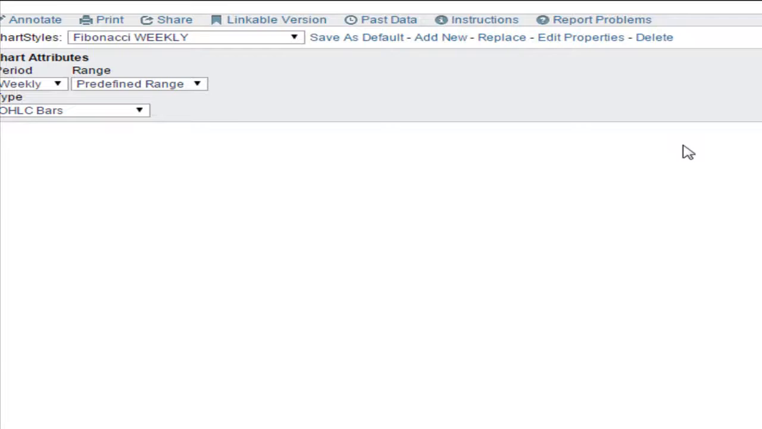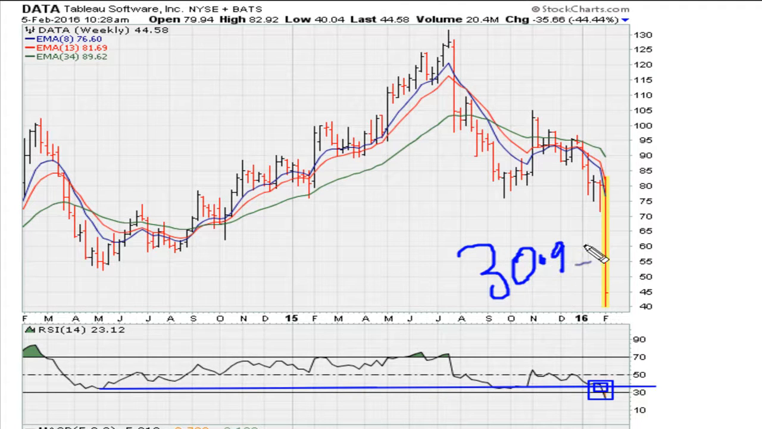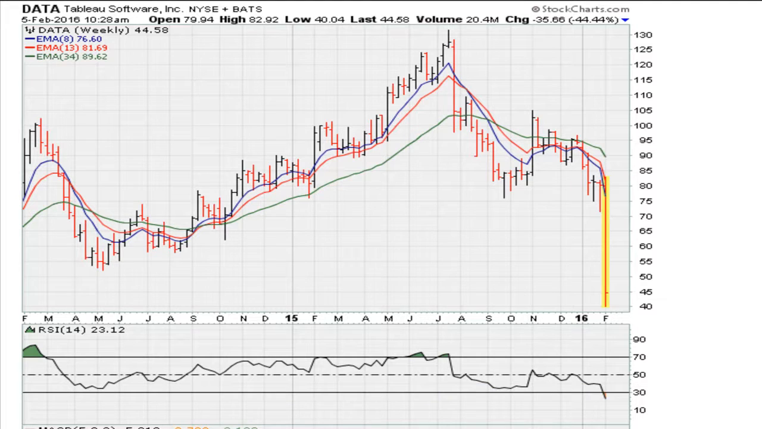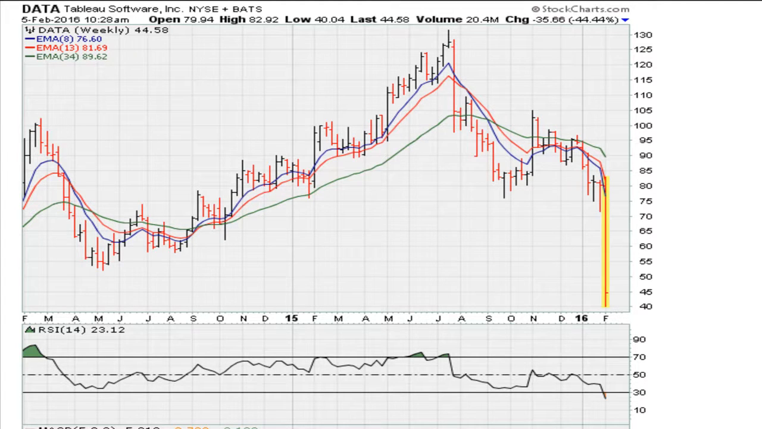If we take a look at the weekly chart for DATA, right now we see it is showing a break over a trend line there. Also, that trend line break happens to be moving the RSI on the weekly below 30.90. As you move below 30.90 on all these time frames, you get a substantial pullback. And even when the stock was trading here in the 80s, the 10-week moving average was already making a move to fresh 52-week lows.